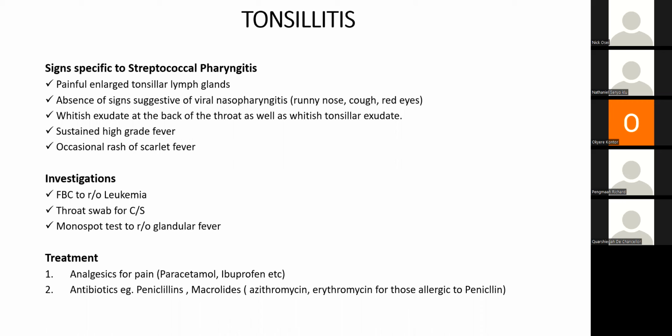Treatment. Basically, you want to manage the signs and symptoms. So for the typical sign of painful enlarged tonsillar lymph glands, you want to quickly give some analgesics to clear the pain. And antibiotics, usually the penicillins, the cephalosporins, and the macrolide groups, to clear these offending agents. But the most sensitive antibiotics that can deal effectively with the streptococcus and the staphylococcus are usually the penicillins and the macrolides.